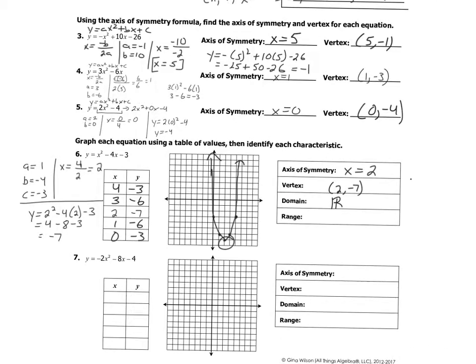So what would your range be if your vertex is a minimum? Well, what's the y value of the vertex? That would be negative 7. Because it's a minimum, that means y is going to be greater than or equal to negative 7.